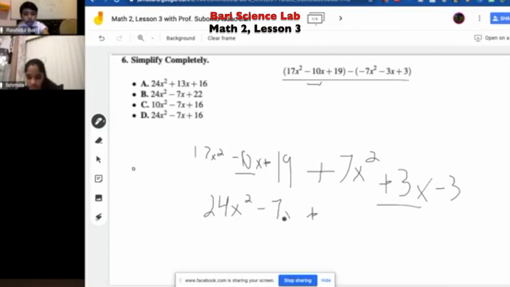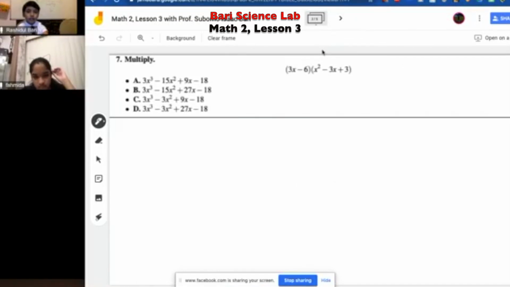24x squared minus 7x plus 16. That turned out to be correct. Which choice is it? A, B, C, or D? D. Good. Okay, we got the right answer for 6. 15 minutes only. Now, let's move on.